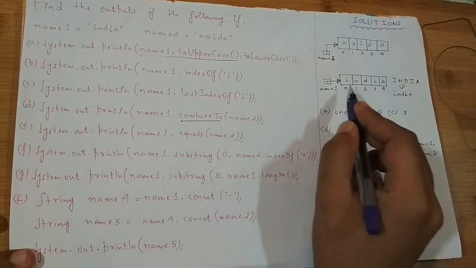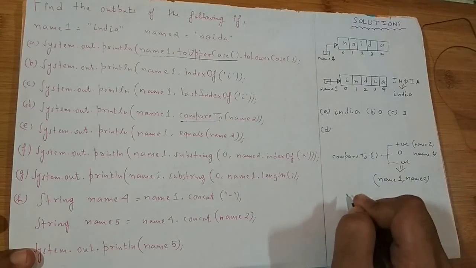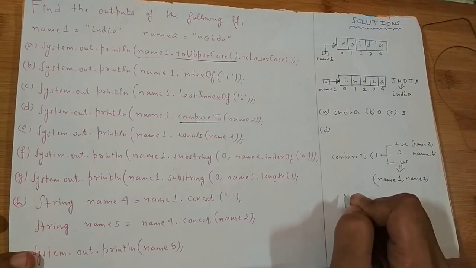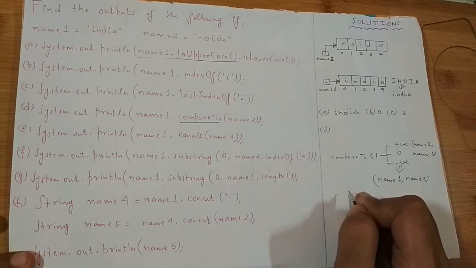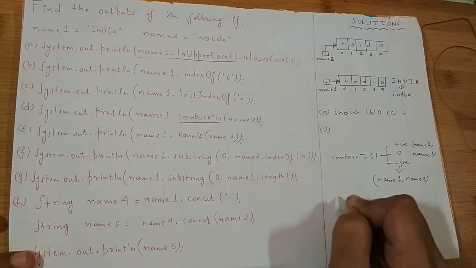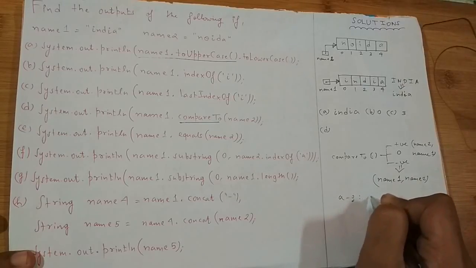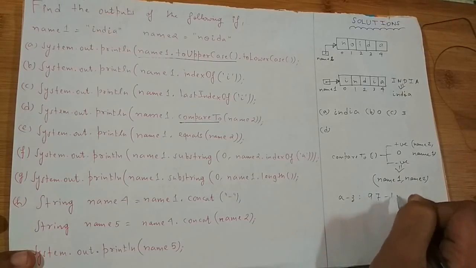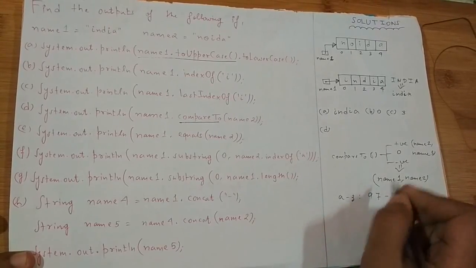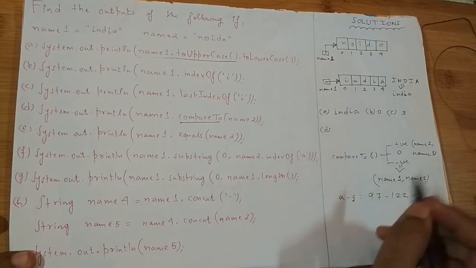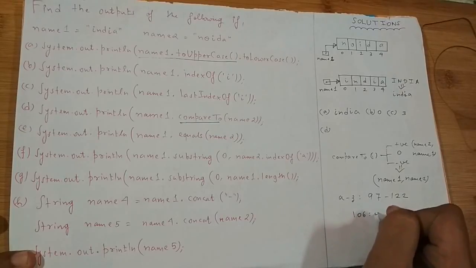So name1 is India, and what is the first character that I see here? I. What is its Unicode value? Its Unicode value is the same as its ASCII value. And what is the ASCII value of small i? Small a to small z lie in the range of 97 to 122, right? So this is the range, and i occurs at position 9. If I add 9 to 97, I get 106. So this is for small i.